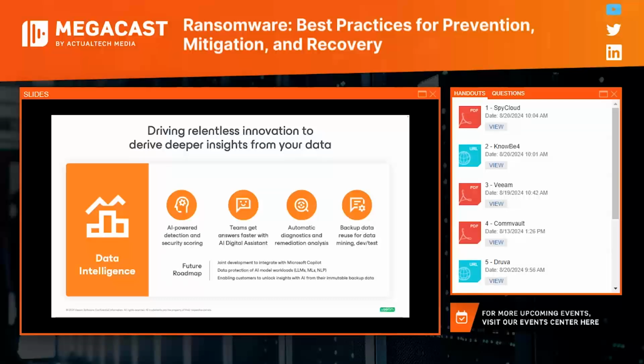Data intelligence. We have AI-powered detection of ransomware attacks, either early on in an attack before encryption occurs, which is incredibly important, but also maybe at the encryption stage. It's maybe too late at that point, and then you're going to have to rely on recovery, but having the ability to know what was attacked and where it was attacked is critical.